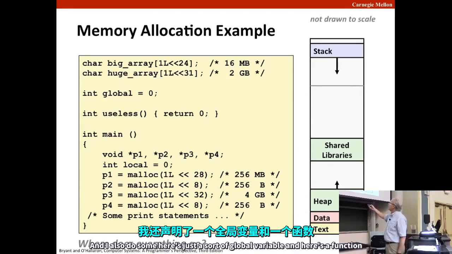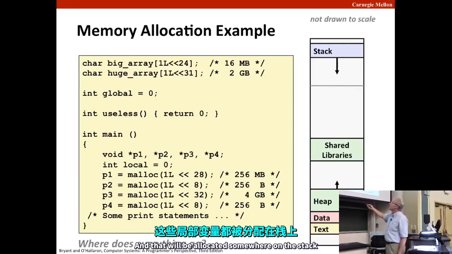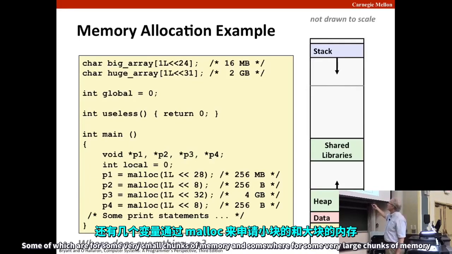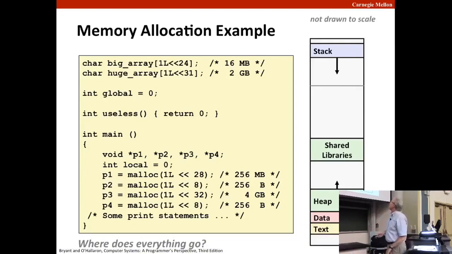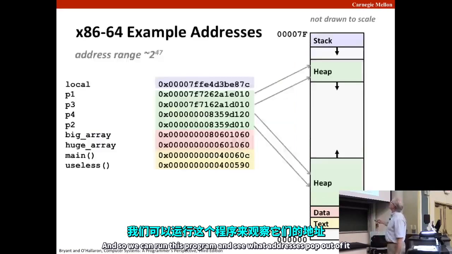And I also do here's just a sort of global variable, and here's a function. And then there's a single function here with some local variable, and that will be allocated somewhere on the stack. And then there's several calls to malloc, some of which are for some very small chunks of memory, and some are for some very large chunks of memory. And so we can run this program and see what addresses pop out of it.